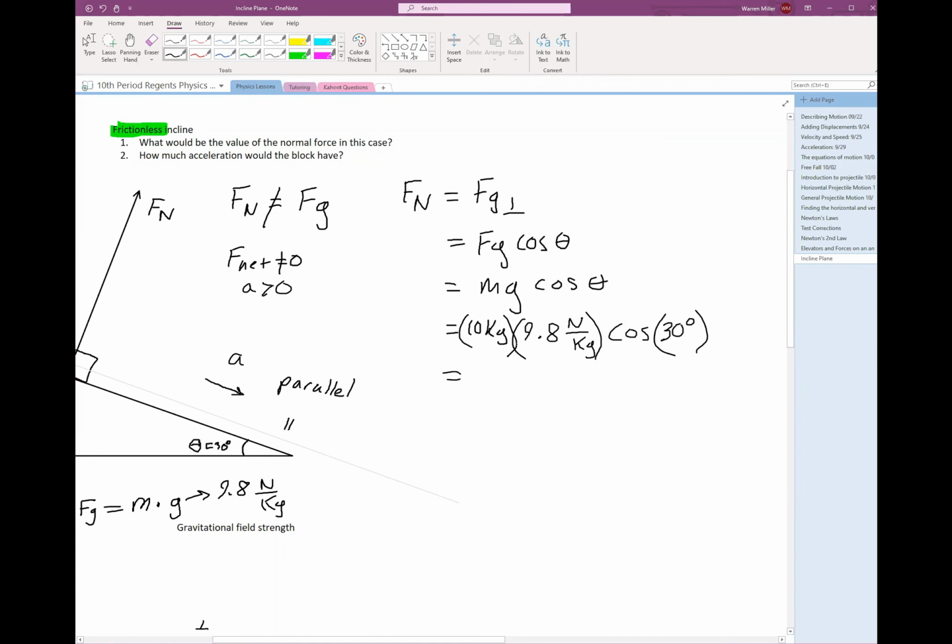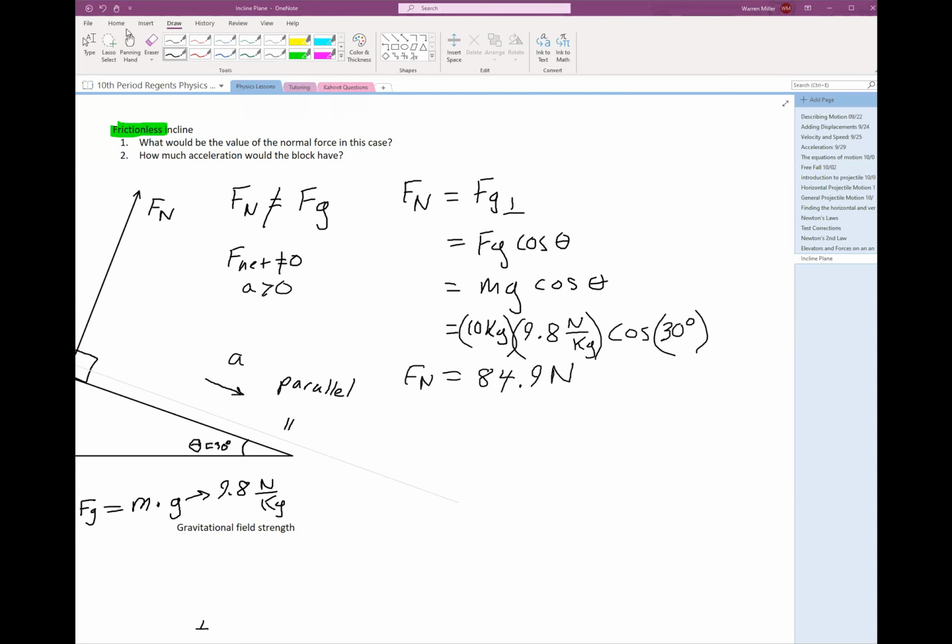So throwing that all into your calculator, 10 times 9.8 times cosine of 30, we get 84.9 newtons is the normal force. And you can see how it doesn't equal what you would expect for the full weight. The full weight's close to 100. Vincent, did you have a question, or was that hand raised from before? My bad. That's okay.